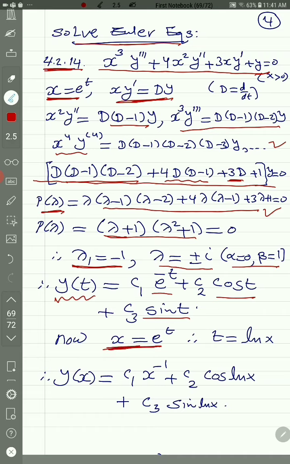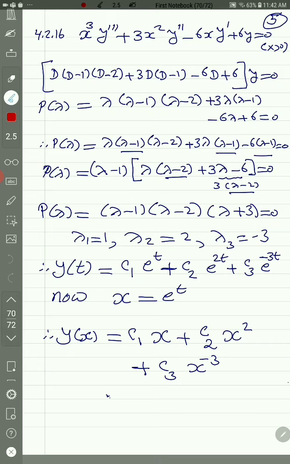Be careful, as I said. So from here you can get t = ln x very easily. So this is the x^(-1) for that one term. So this is the second. Here I replace t by ln x. So in Euler, remember, there is no t here. It's ln x. So this is the sine. So this will finish this exercise.